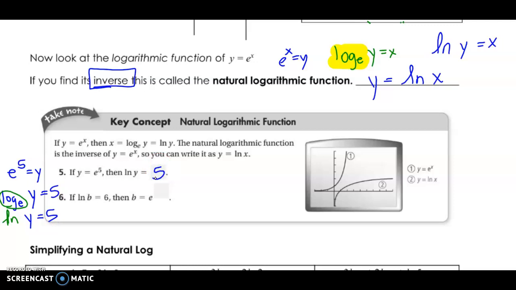Vice versa, if you have the natural log of b equals 6, then b equals e to the 6th power, if you want to put it back into exponential form. Because the natural log of b would just be log base e of b equals 6. So then e to the 6th must be b.